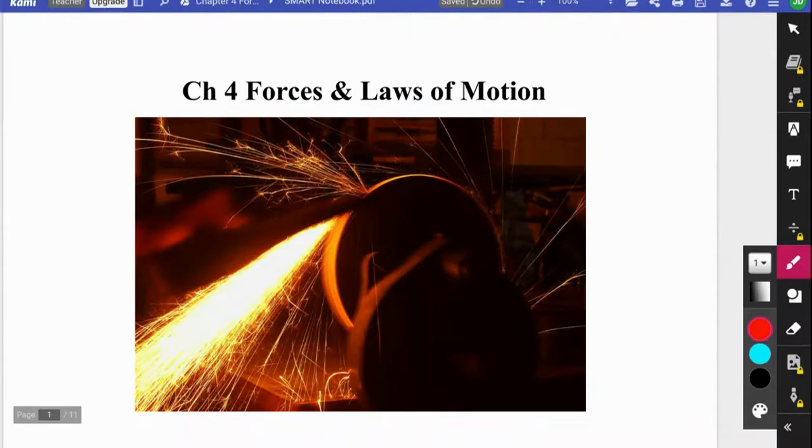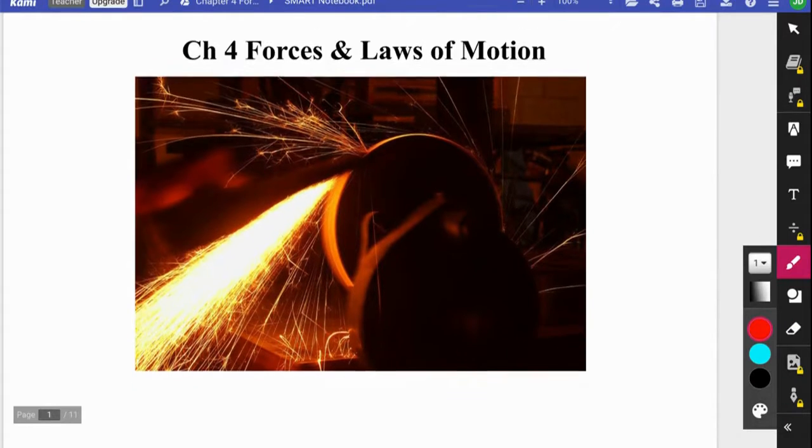Welcome to our physics lesson for today, which is about forces and the laws of motion. Specifically, we're going to be talking about what forces are, and we're going to learn how it applies to the first law of motion, which is the law of inertia. So go ahead and get started.